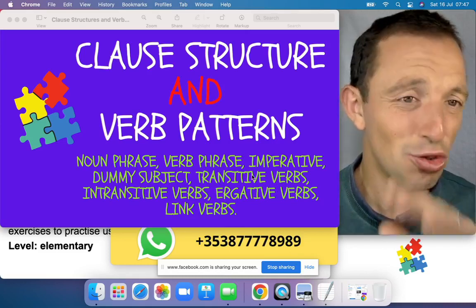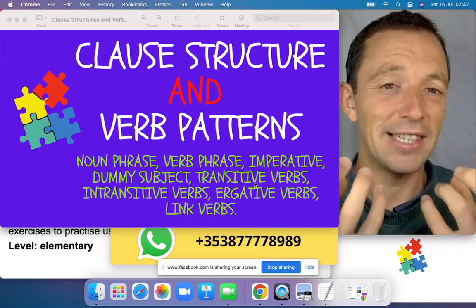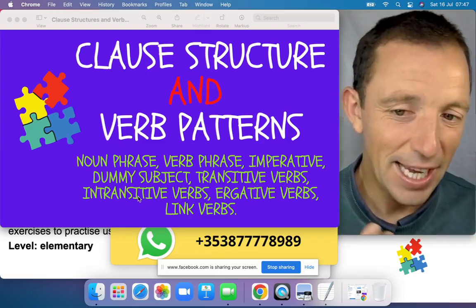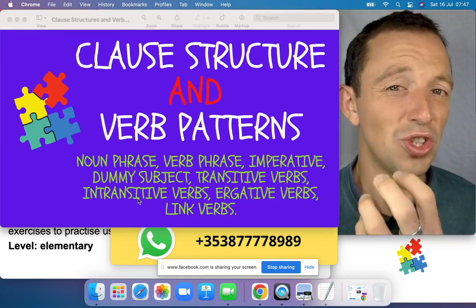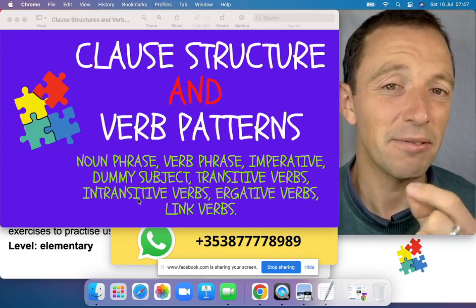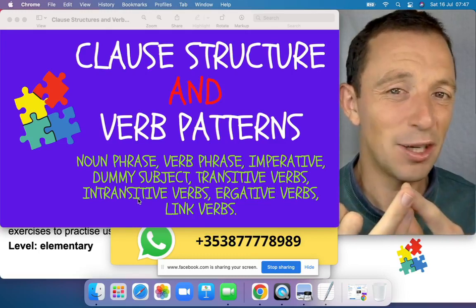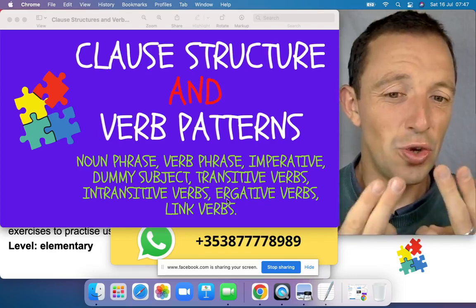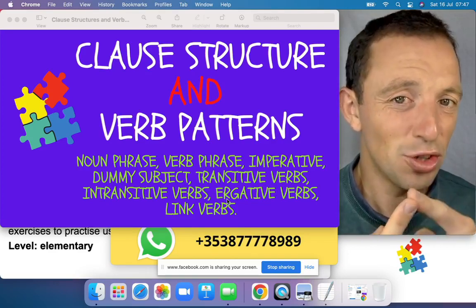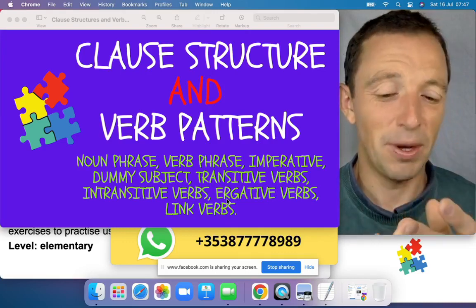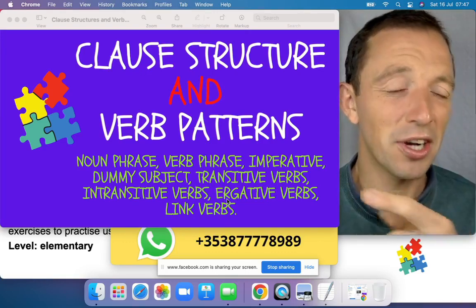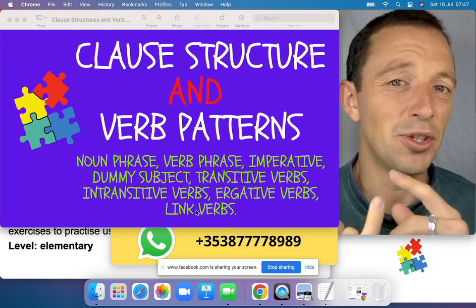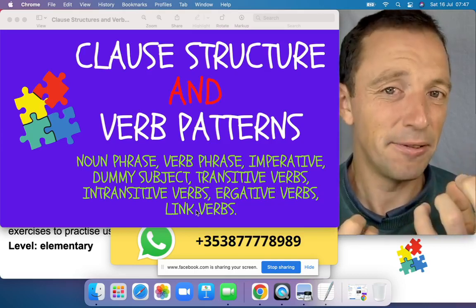The dummy subject. Transitive, as I said, is the verb that has an object: subject, verb, object. This is a transitive verb. And intransitive is the verb that does not require an object. For example, the verb to smile. He smiles. There is no object in that sentence. Ergative verbs are the two types. You can possibly have an object or no object. It's possibly transitive or possibly not transitive. Ergative verbs are flexible. And finally, link verbs is typically the verb to be, when you maybe have an adjective as the object.